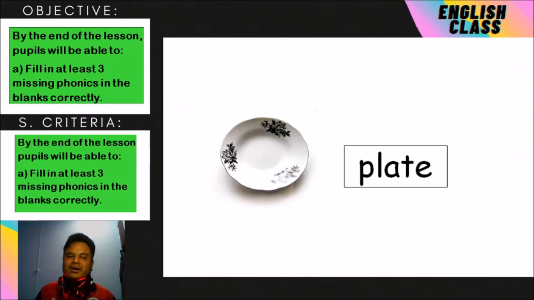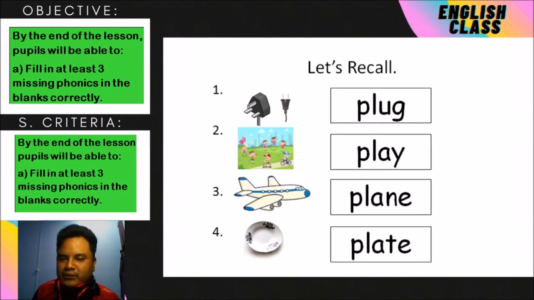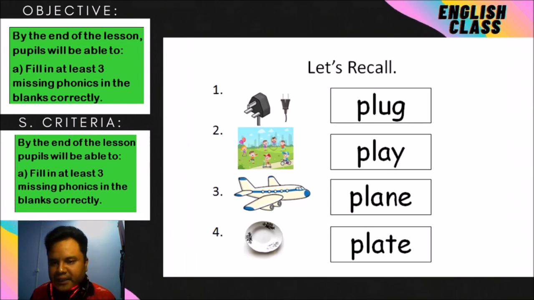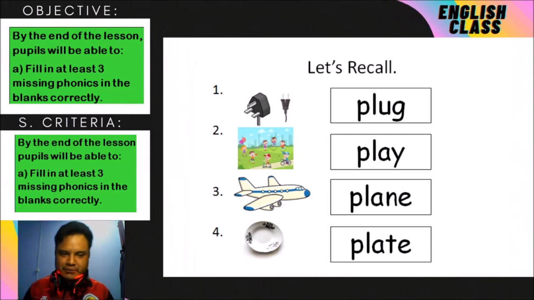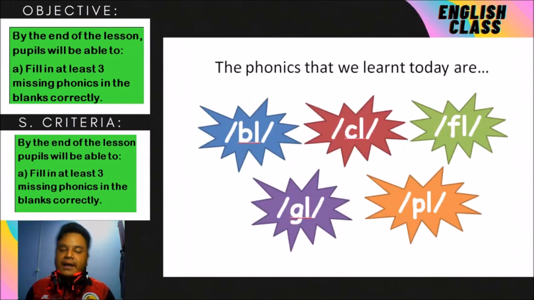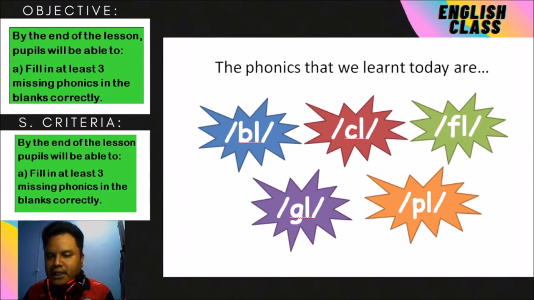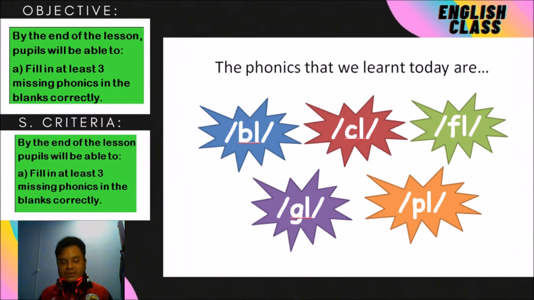Good job. Now, let's recall. Number one, plug. Number two, play. Number three, plane. And number four, plate. Alright, you all did such an amazing job. So, as a conclusion, the phonics that we learned today are bl, kl, fl, gl, and pl. Okay, give yourself a clap.